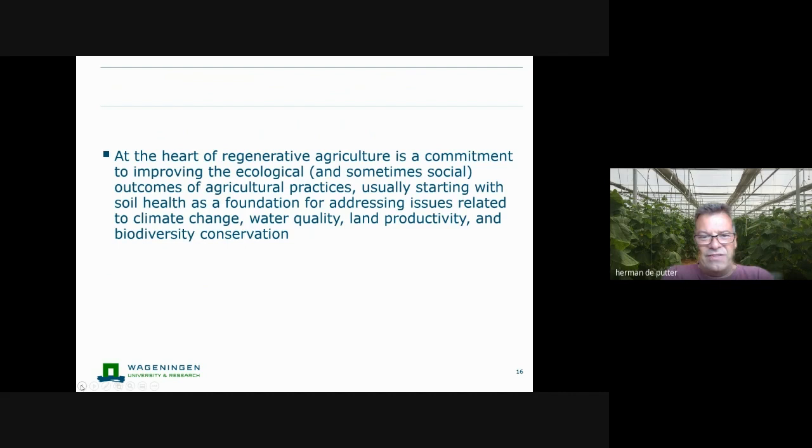Still, at the heart of regenerative agriculture is really the commitment to improving the ecological and sometimes social outcomes of agricultural practices. So it's not about maximizing yield and production, but also looking at the environment. Starting with soil health as a foundation, there are a lot of expectations that it can address issues related to climate change, water quality, land productivity, and biodiversity conservation. So the claims are massive, and the problem is that the proof is a bit lacking.